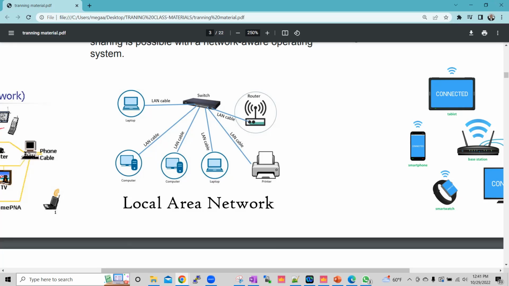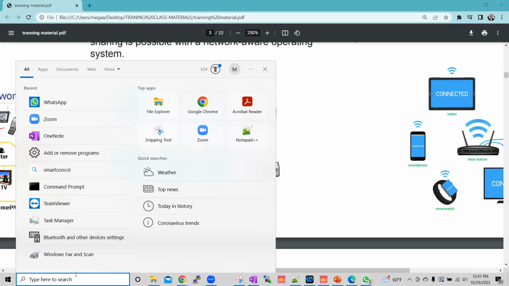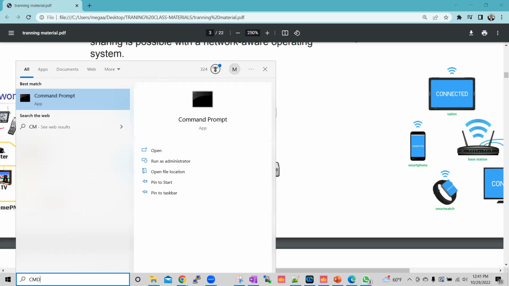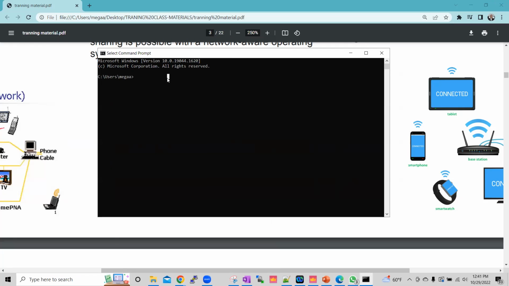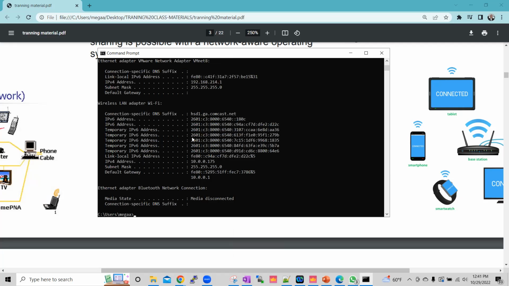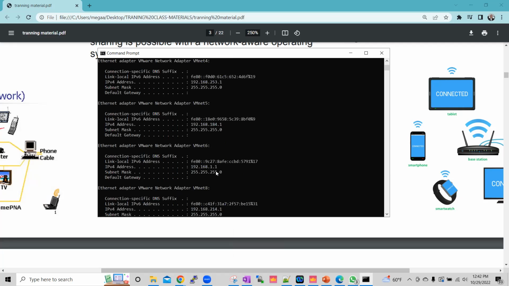If you go to your computer, just type CMD, and you see the command prompt come up. Now, in the command prompt, if you type ipconfig in lowercase, because we have started deep diving with that, you see a lot of stuff coming up.